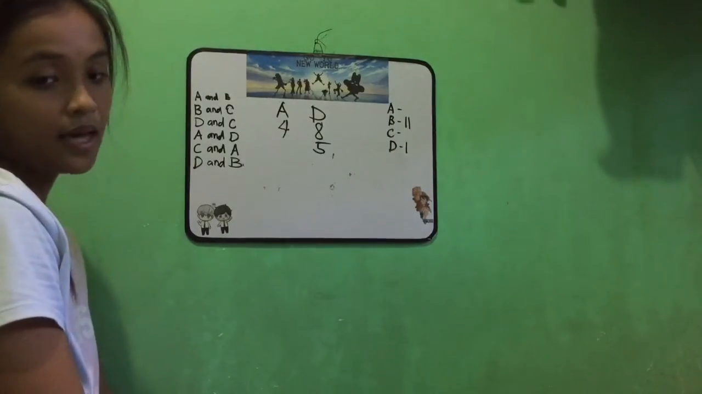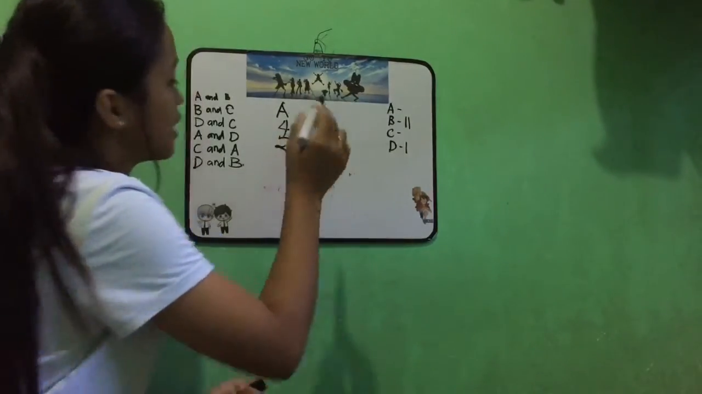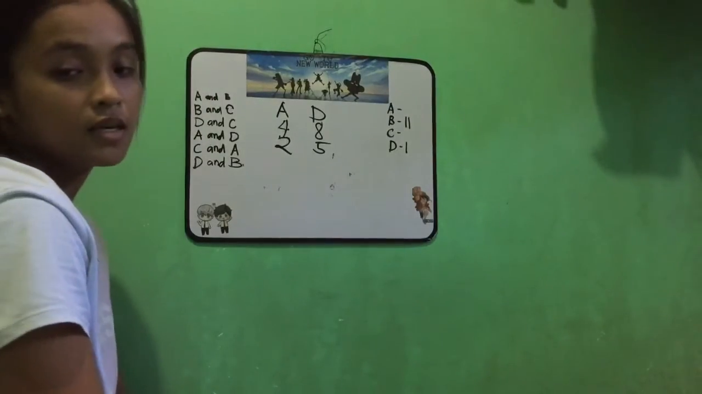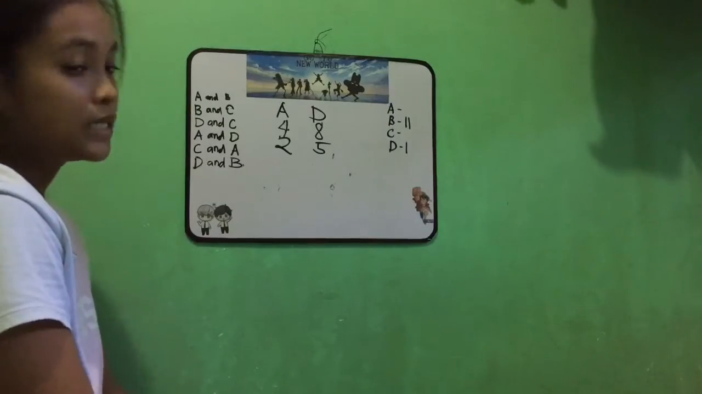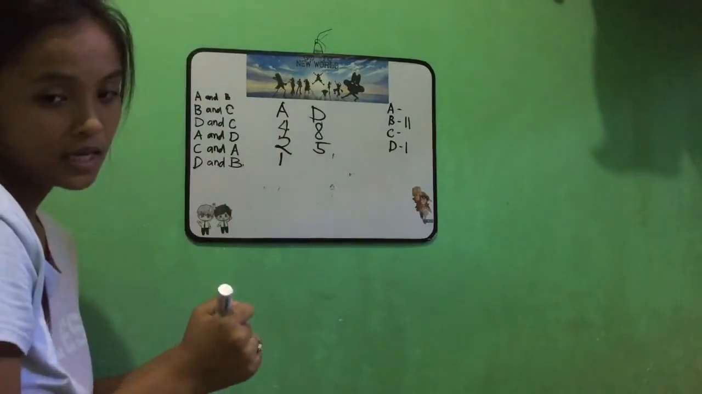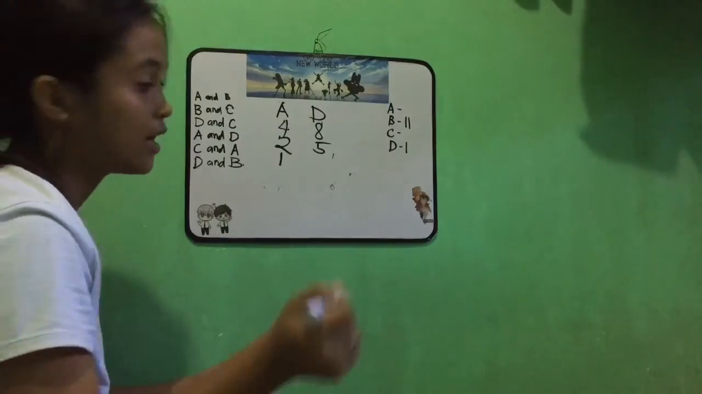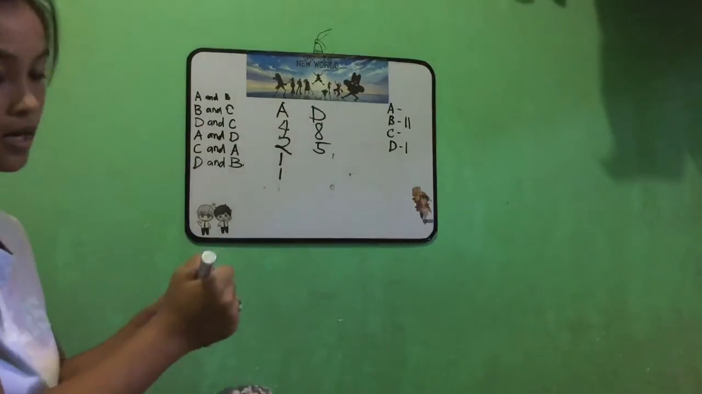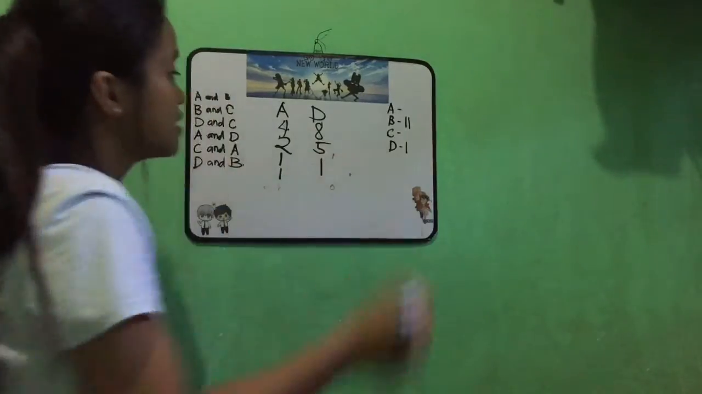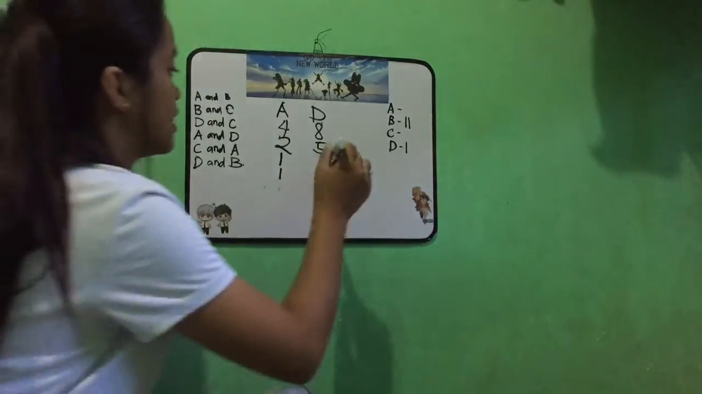Next, A will have 2 votes since it appeared earlier than D. And then, next, A will have 1 vote since it appeared earlier than D. And then again, A will have 1 vote since it appeared earlier than D. And the last column, D will have 1 vote since it appeared earlier than A.